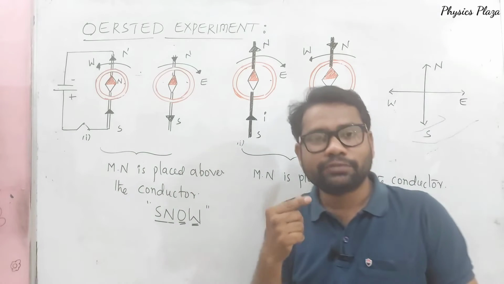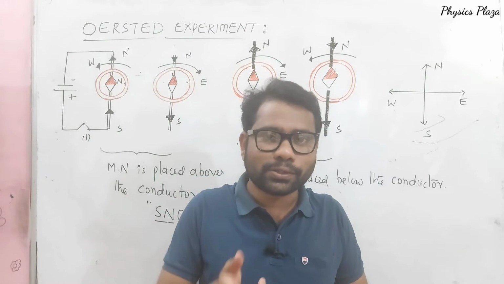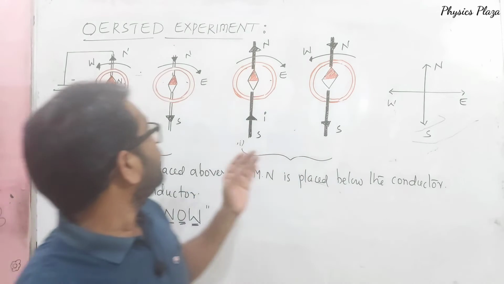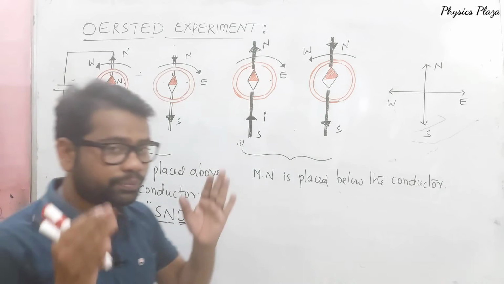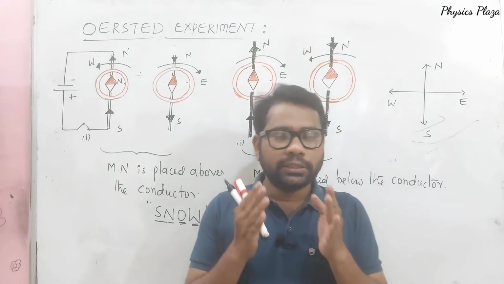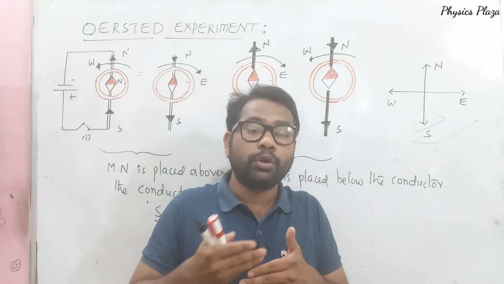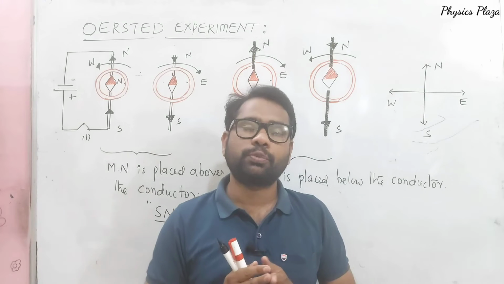So when we reverse the direction of current, children, obviously the magnetic needle's deflection will also be reversed. So this is all about Oersted's experiment. Children, there are 3 points which you have to remember, very important. The first point: this experiment proves that a current carrying conductor produces a magnetic field around it.